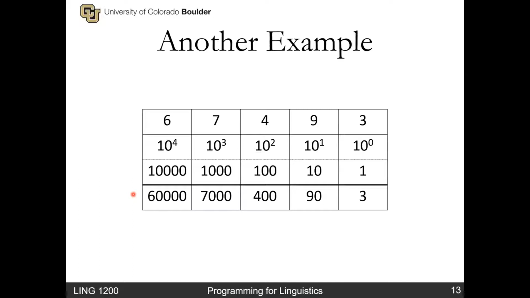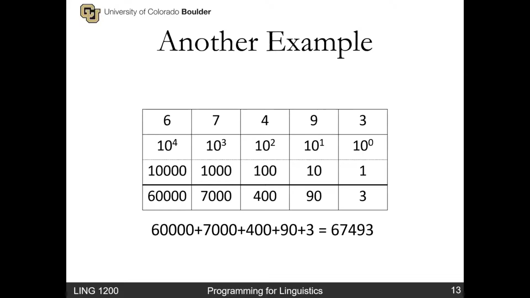So 6 times 10 to the 4th is 60,000. 7 times 10 to the 3rd, or 7 times 1,000, is 7,000. 4 times 100 is 400. 9 times 10 is 90. 3 times 1 is 3. That gets us the value of each place for the numbers. And to get the total value to understand what's going on, we would add all of those together. So that's another way of representing what we saw in the previous slide.